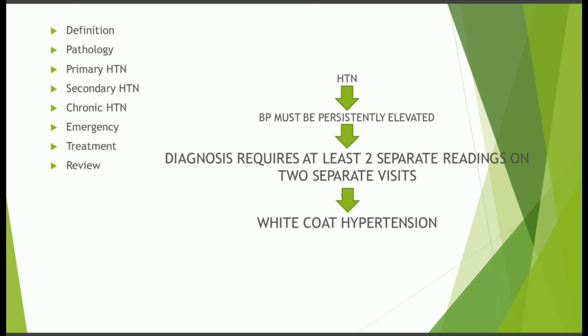However, to label a patient as hypertensive, the blood pressure must be persistently elevated, and the diagnosis requires at least 2 separate readings on 2 separate hospital visits. This is to avoid the phenomenon known as white coat hypertension, which is elevation in a patient's blood pressure due to anxiety of getting examined by the doctor.